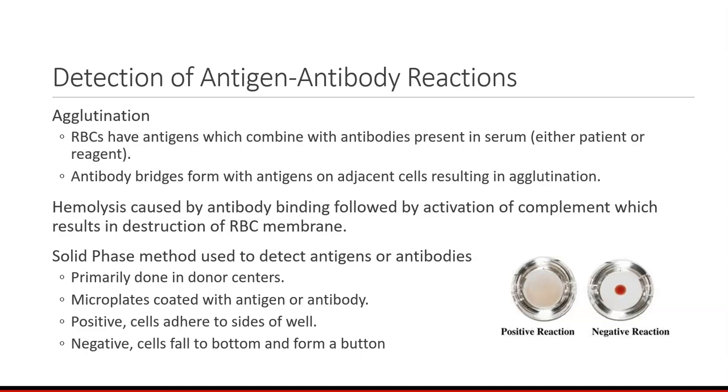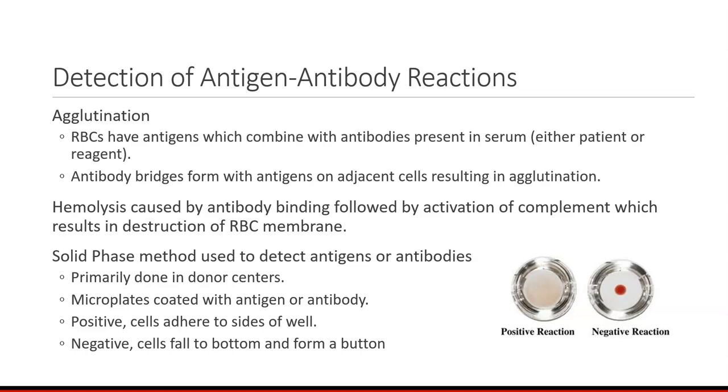Hemolysis is caused by antibody binding, sensitization, followed by activation of complement, which results in the destruction of the red cell membrane. And the only time I've seen this occur is when a mom is a group O and she gives birth to a group A baby. If you incubate her serum long enough with the group A cells, hemolysis will occur. And that usually indicates that a baby's probably going to be affected, that the cells will be destroyed at a higher level.